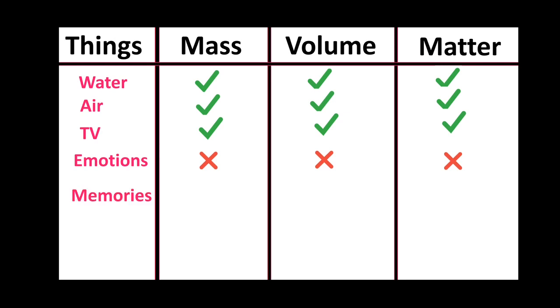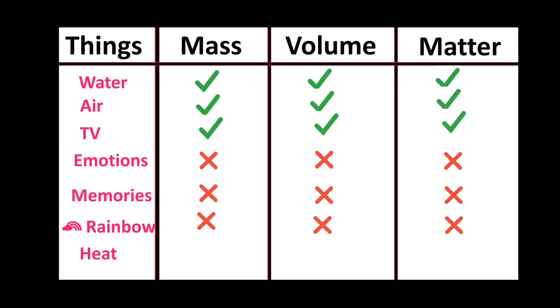Next one is memories. We cannot measure its mass. We cannot measure its volume. So it is not matter. Next one is rainbows. We can see a rainbow. Can we measure its mass? No, we cannot. What about volume? We cannot measure its volume, so it is not matter. Next one is heat. We can say how much hotness or how much coldness we feel, but we cannot measure its mass, we cannot measure its volume, thus it is not matter.